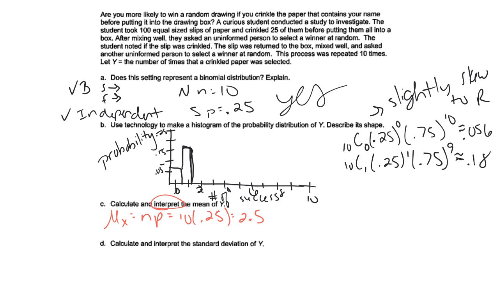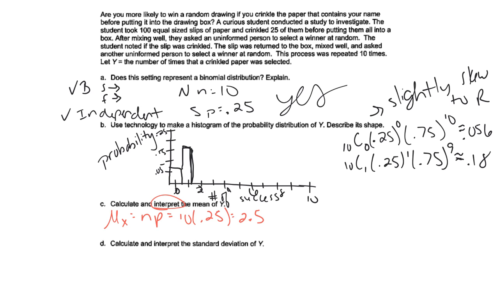Again, I can tweak this a little bit if we're strictly going from the stem. After many, many trials, the average number of crinkled papers pulled out of 10 trials is 2.5 out of 10. So again, after many, many trials, the average number of crinkled papers pulled is 2.5 out of 10.